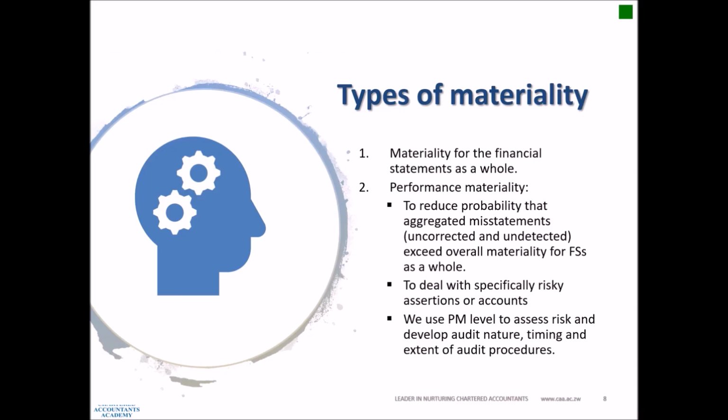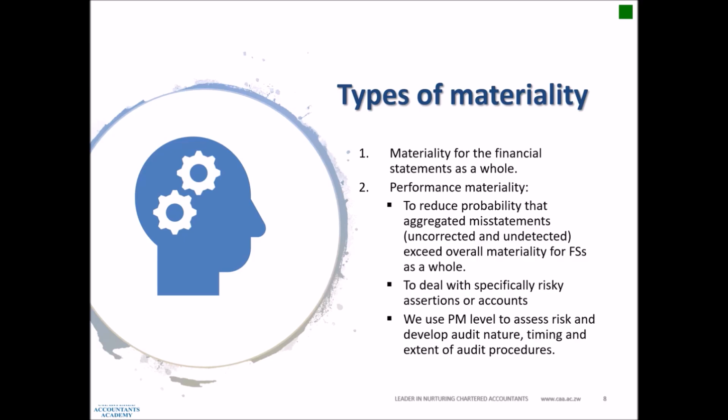What are the types of materiality? There is materiality for the financial statements as a whole. Then there is performance materiality, which is set at assertion level, using classes of transactions and account balances. This is to reduce the probability that aggregated misstatements, those which are uncorrected and undetected, exceed overall materiality for the financial statements as a whole. This is also to deal with specifically risky assertions or accounts.